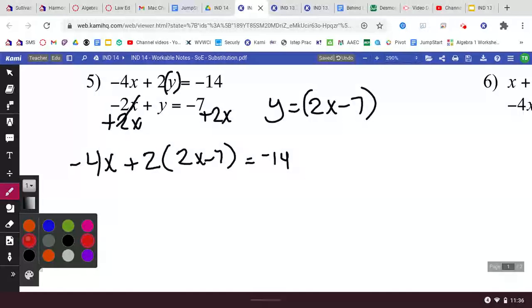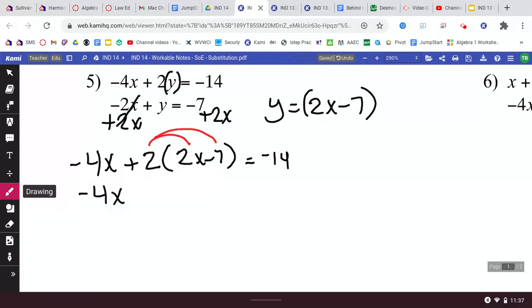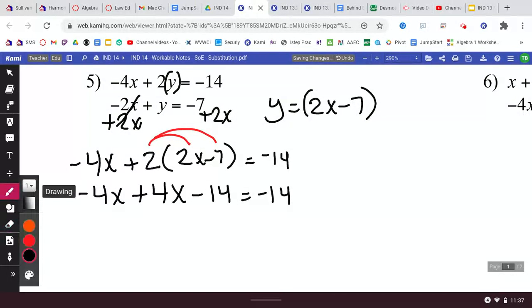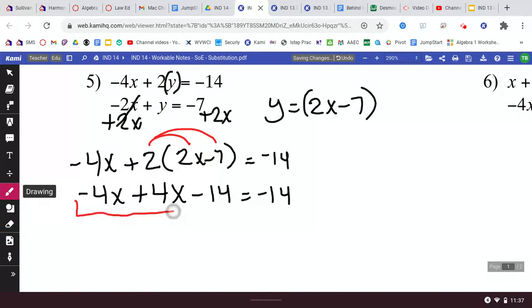Now, again, PEMDAS says I have got to distribute first. So I'm going to write my negative 4x, distribute 2 times 2x is positive 4x. 2 times negative 7 is negative 14 equals negative 14. I've got x's on the same side of the equation, so I need to combine them, right? These two are on the same team. I just need to combine them. What's negative 4x plus 4x? Yeah, they cancel each other out. And I'm left with negative 14 equals negative 14.